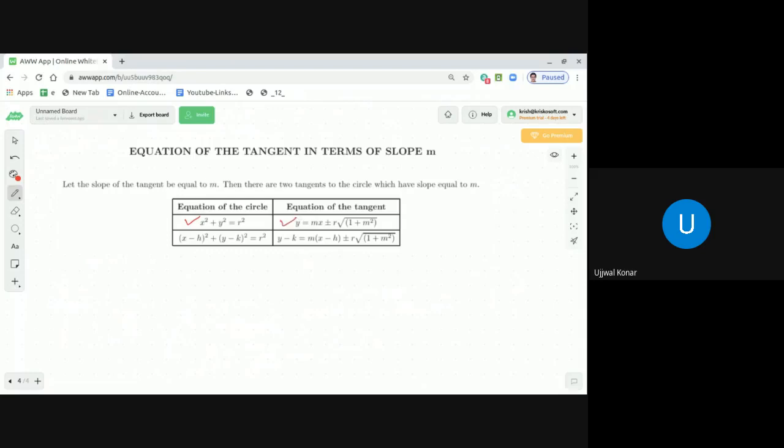Okay. Now, if the equation of the circle is (x minus h) whole square plus (y minus k) whole square is equal to r square, then the equation of the tangent should be y minus k is equal to m into (x minus h) plus minus r into square root of 1 plus m square. Correct, dear students? I hope you got it. Now, you may think, sir, how is it possible to have two tangents having the same slope m? Let us understand by means of a visual representation so that it will be amply clear. So suppose this is the circle.